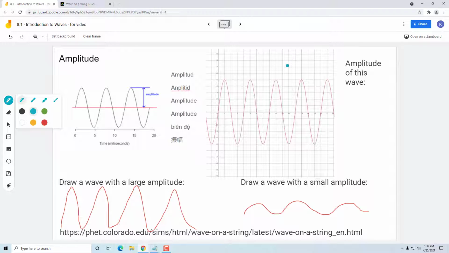To figure out the amplitude, that's how high the wave gets from the middle. In this case, we see that it goes up to 5, so the amplitude of this wave is 5.